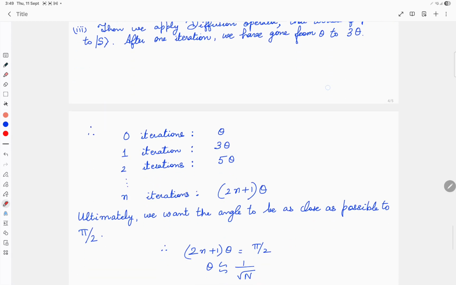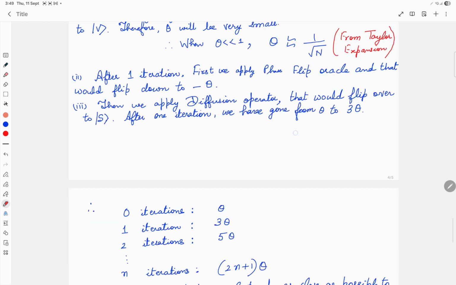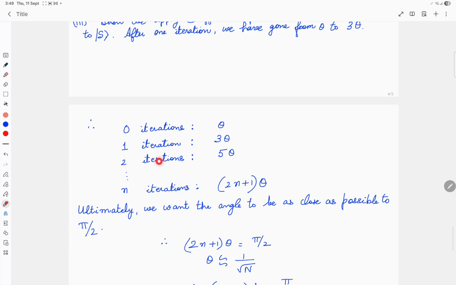So I have written down the iteration-wise movement of the states. At the 0th iteration, the angle is theta. This corresponds to the equal superposition state. After the first iteration, which includes the phase flip oracle and the diffusion operator, the angle becomes 3 theta. If you go on repeating, after the second iteration it will go to 5 theta. After n iterations it will go to (2n plus 1) theta.